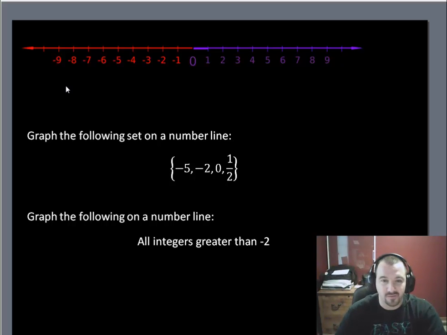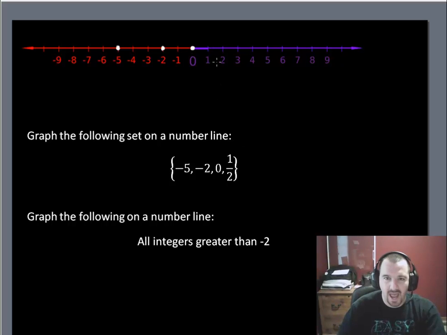It says graph the following set on a number line, and then it gives us a set of 4 numbers. So all we're going to do is we're going to take our 4 numbers and we're just going to plot them on this number line. So wherever you see the number and where it crosses the number line, you just simply put a dot there. So we have -5, and that deserves a dot right here. And then we have -2, and so we put a dot at -2, and 0.